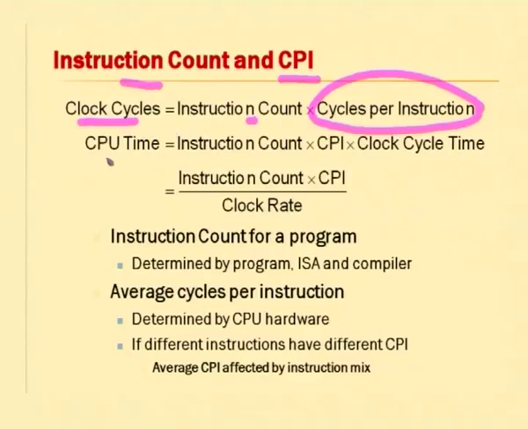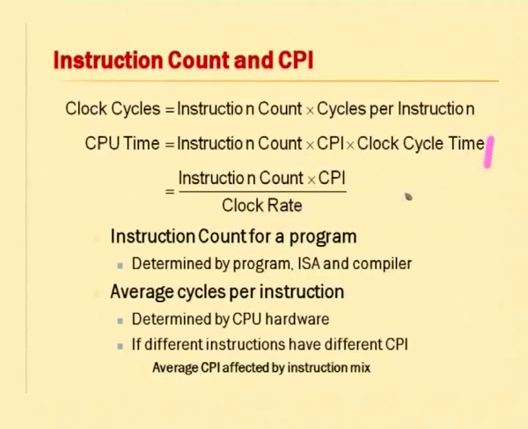So therefore, now I can say that my CPU time is equal to, we said clock cycles into clock cycle time, right? So now that will become instruction count into CPI into clock cycle time. Or in other words, I can write this as instruction count into CPI divided by the clock rate. Instead of clock cycle time, if I take clock rate, this will come in the denominator. So we say that CPU time is instruction count into CPI into clock cycle time, or instruction count into CPI divided by the clock rate.